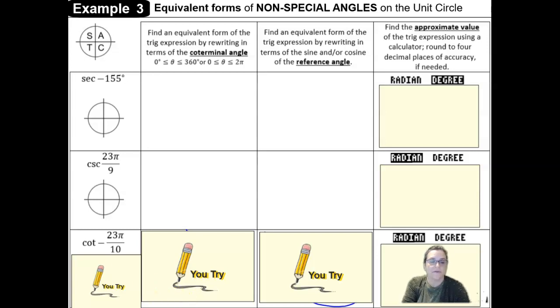Hey, welcome to our notes for example 3, where we're looking at equivalent forms of non-special angles on the unit circle. If we want to evaluate the secant of negative 155 degrees, first we want to find a positive coterminal angle for negative 155. So we're going to add one revolution around the circle, which is 360 degrees.